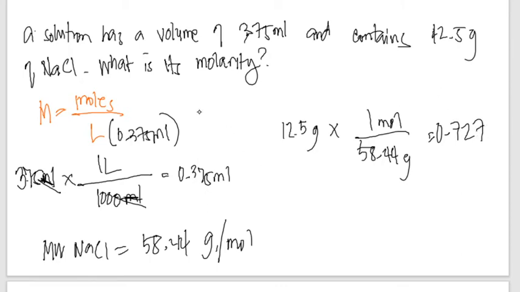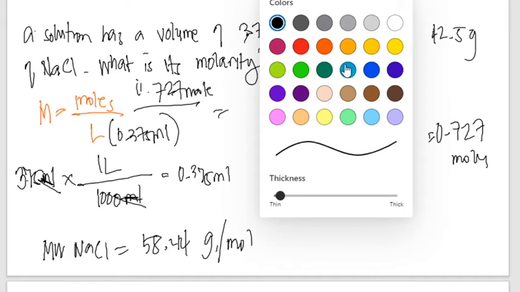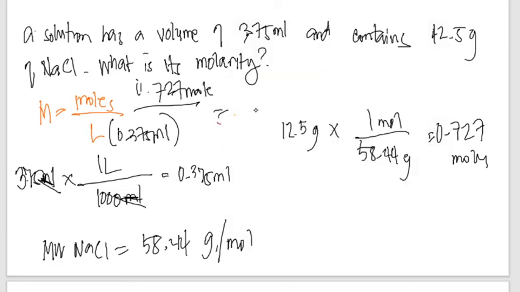0.727. So, dito, okay, ang atin ay 0.727 moles. So, your final answer is, what? Pakisolve po. 0.727 divided by 0.375 is equals to 1.13494 molar.